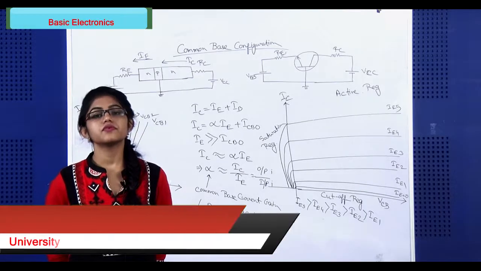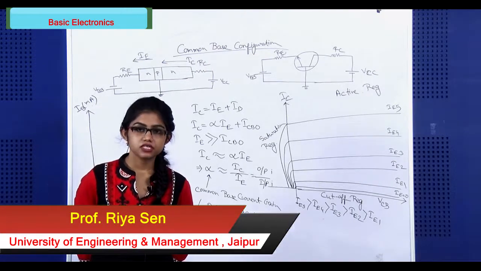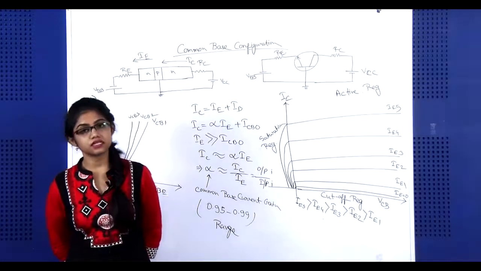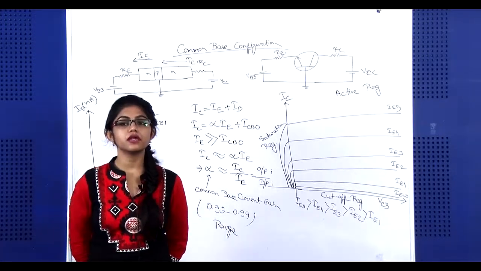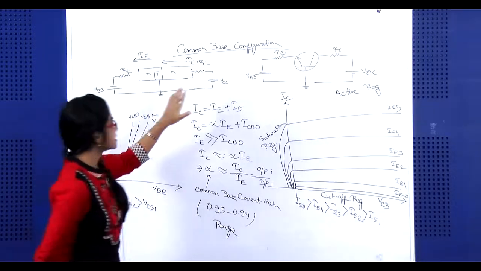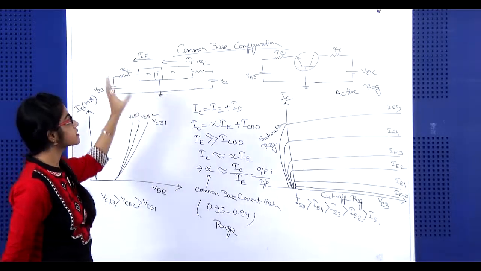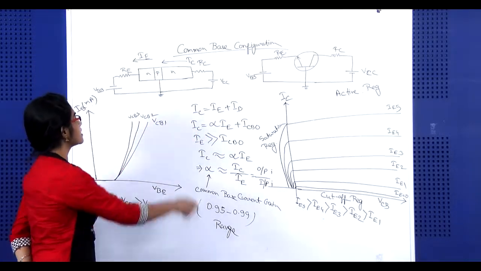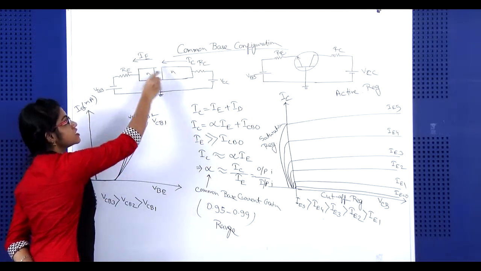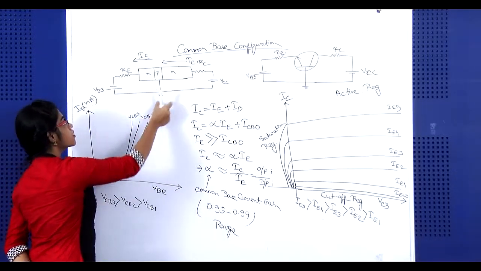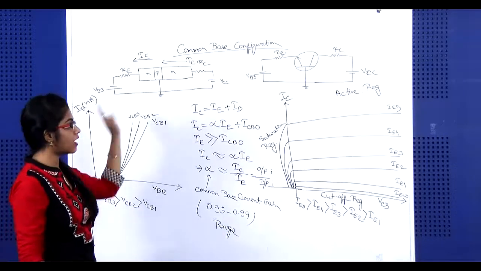Hello everyone. So, today we will study common base configuration of this NPN transistor. In case of common base configuration, the base will be common in case of input as well as the output. In the circuit, I have represented this connection by circuit symbol and by structure wise also. In case of common base, this one is base, P type semiconductor will act as the base. So, this base will be common in case of input as well as the output.